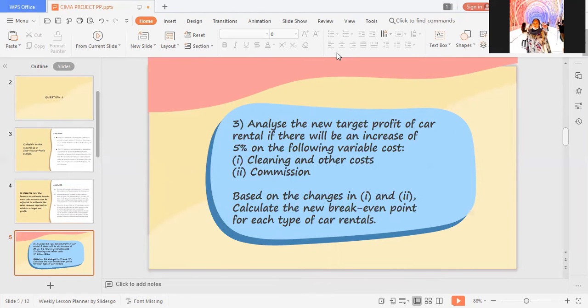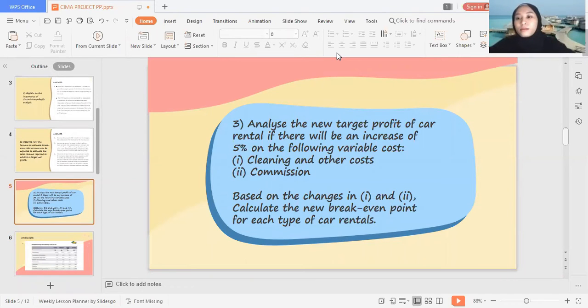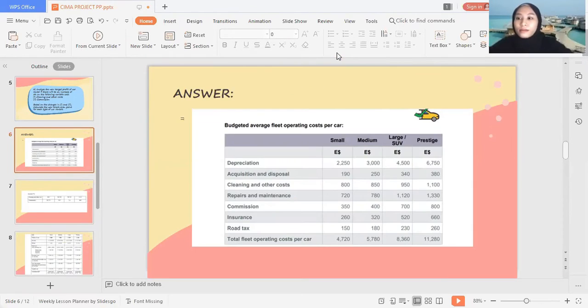Hi, my name is Nur Hafifah. For the third question, analyse the new target profit of car rental if there will be an increase of 5% on the following variable costs, which are first, cleaning and other costs, and second, commissions. Based on the changes in 1 and 2, we calculate the new break-even point for each type of car rental. From the budgeted average fleet operating costs, we total up all the variable costs except for depreciation, insurance, and road tax.